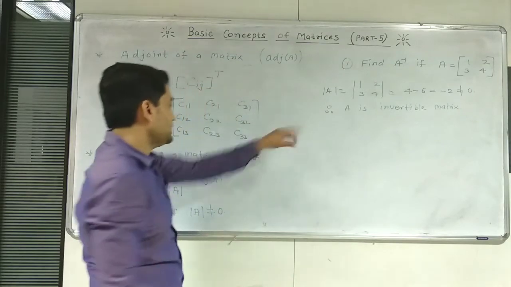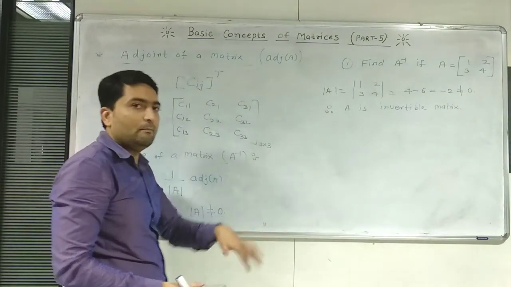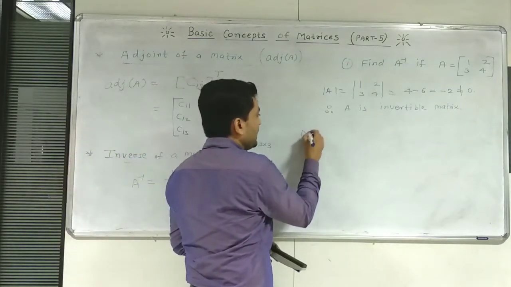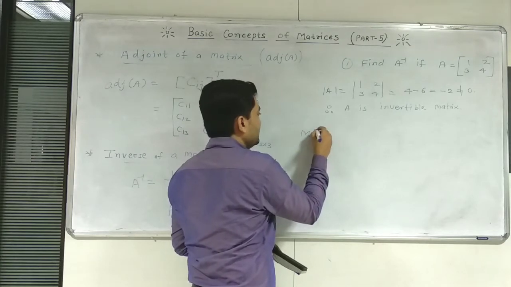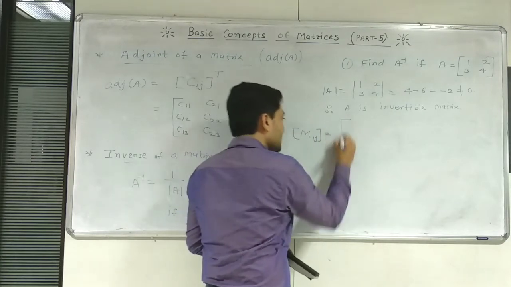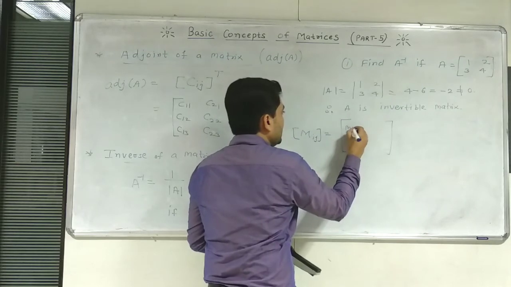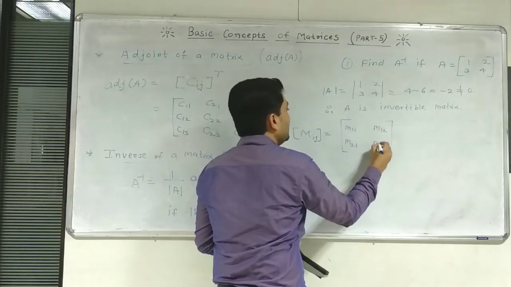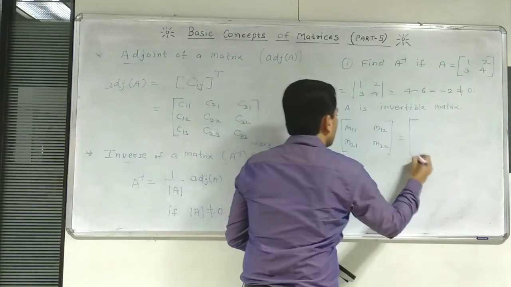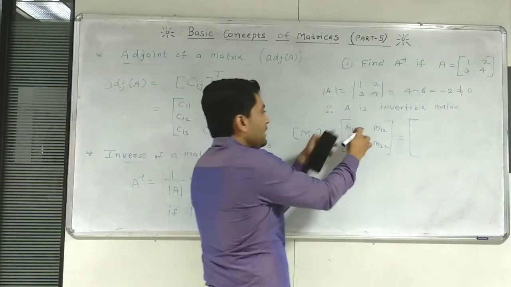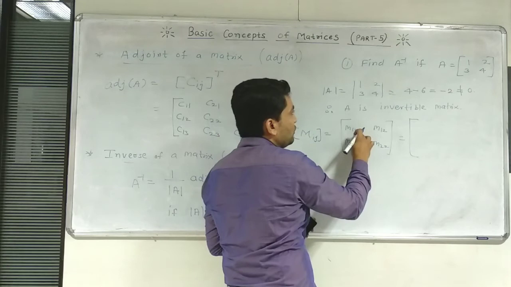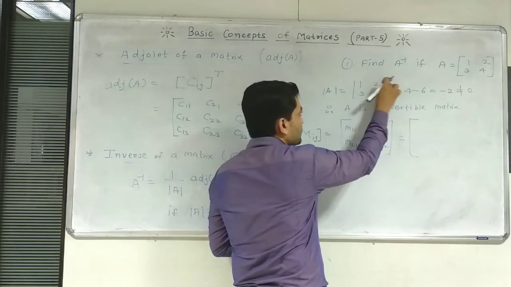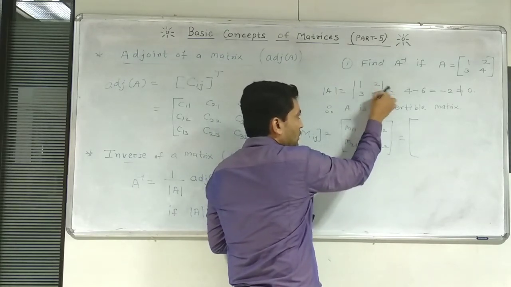To find the inverse, first we will find the minor matrix. How to find the minor matrix? It is called Mij. It is also a 2 cross 2 matrix. So here it is M11, M12, M21 and M22. So how to find M11? For M11, what do you have to do? In the given matrix, you have to remove the first row and first column and take its determinant.